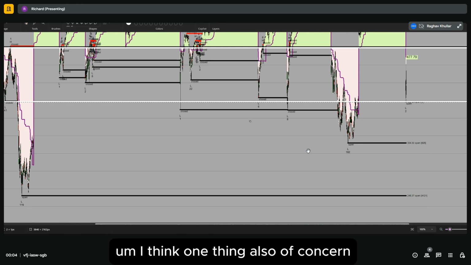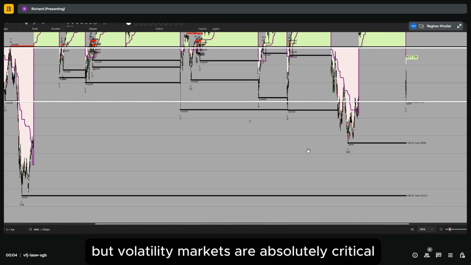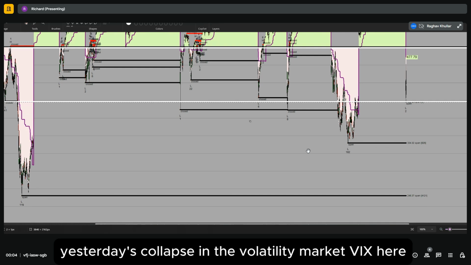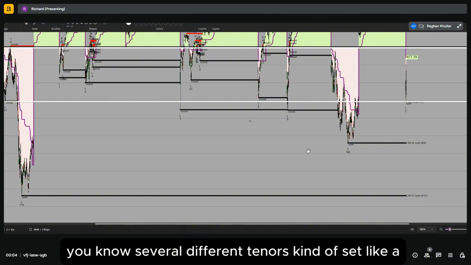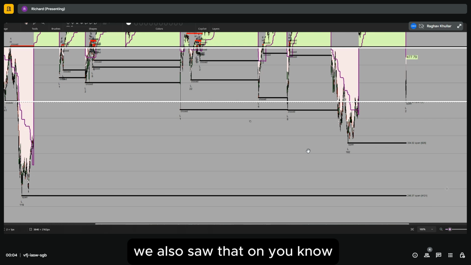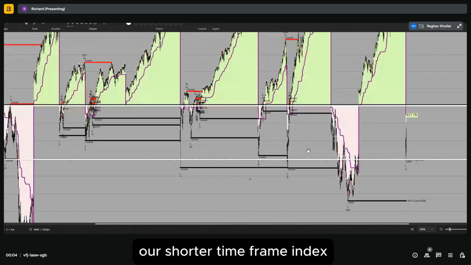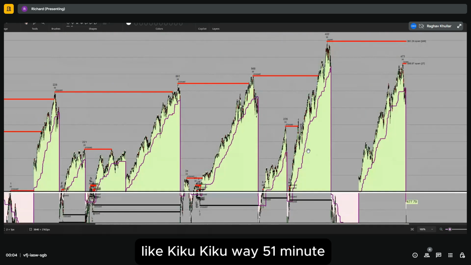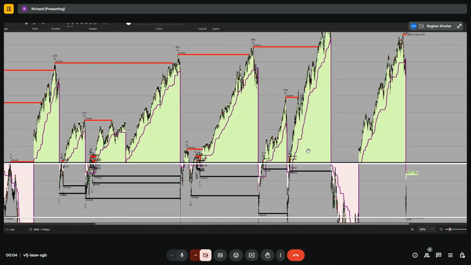I think one thing also of concern, as we'll have to show on a day-to-day approach, is that volatility markets are absolutely critical. Yesterday's collapse in the volatility market, VIX, at several different tenors, set a time bomb for a whipsaw back down, so to speak, from a fractal perspective. We also saw that on our shorter time frame index like QQQ, the 51 minute, I think, something like that.